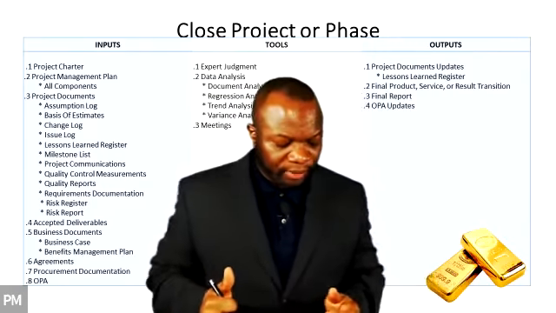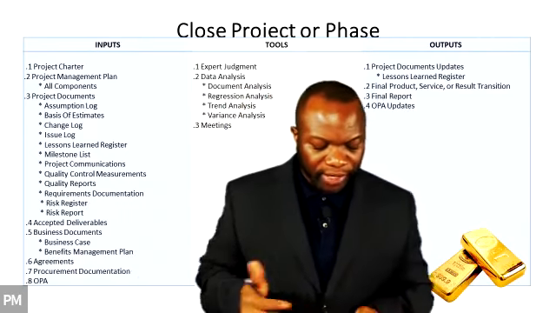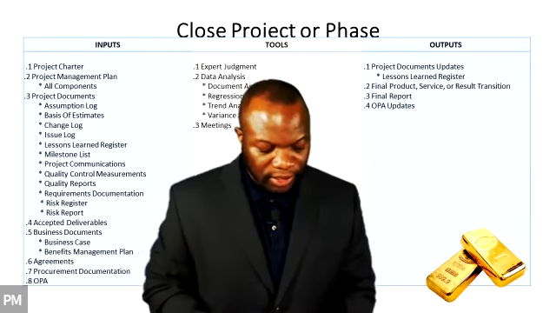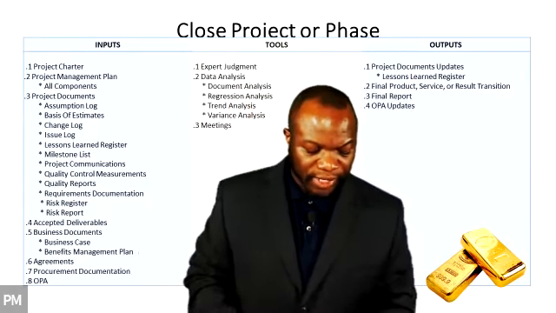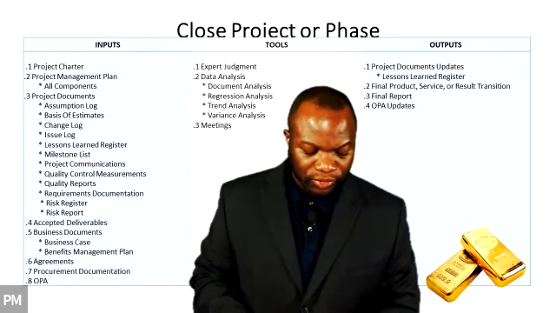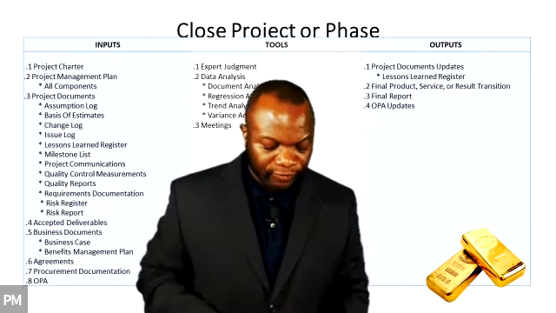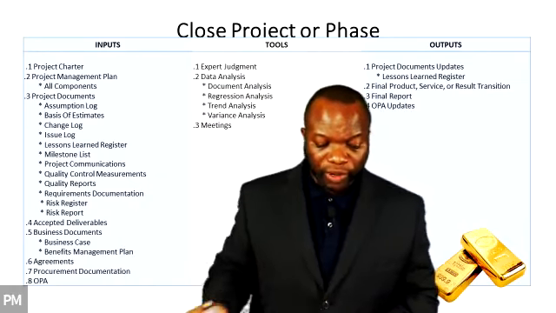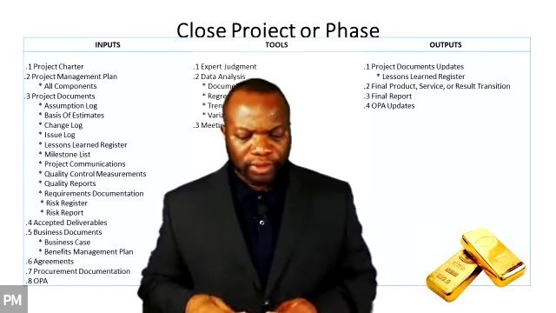Finally, we've got OPA updates, and the big thing here is the final bullet. It says lessons learned repository. Lessons learned and knowledge gained throughout the project are transferred to the lessons learned repository for use by future projects. So that concludes our final process of integration.